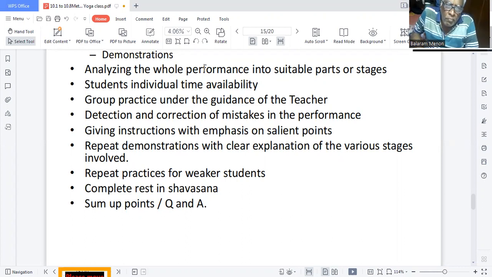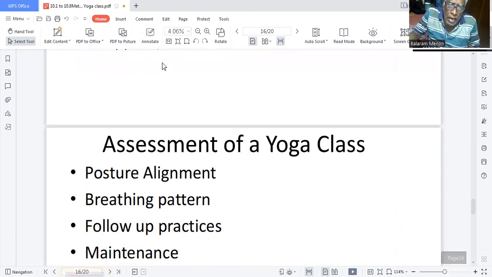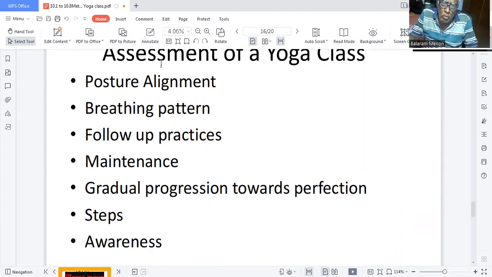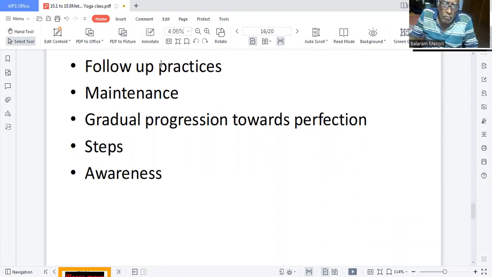Okay. Repeated demonstration with clear explanation of the various stages involved. Repeated practices for the weaker students. Complete rest in Shavasana. Some of the points, questions and answers. Assessment of a yoga class: posture alignment, breathing pattern, follow practices, maintenance, gradual progression towards perfection. Steps of awareness.